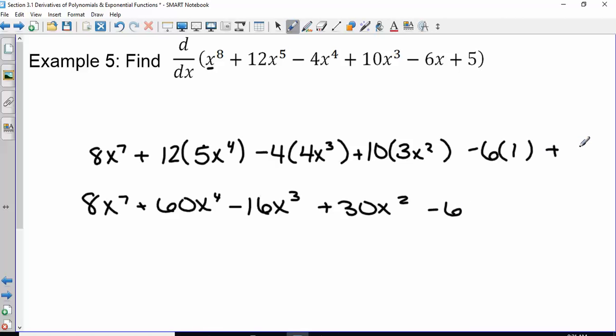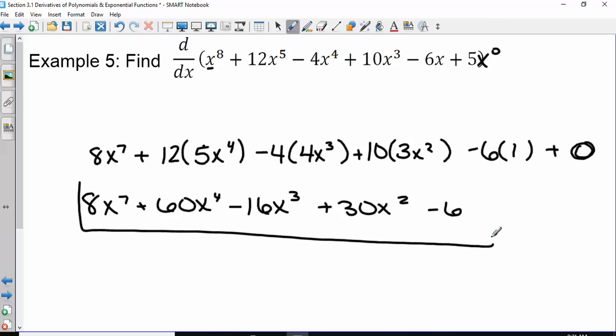Plus, what's the derivative of 5? 0. 5 is a constant. So when you do the derivative of it, it turns into 0. Another way to think of this, 5 is like 5x to the 0 power. So when the 0 comes down, the whole thing turns into a 0. So this is our final derivative.